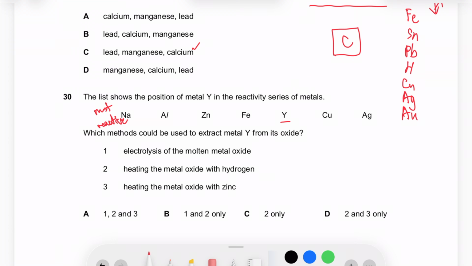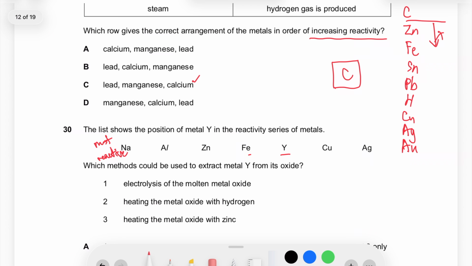Which method could be used to extract Y from its oxide? Okay, so it's because it's below iron, so you can just do reduction with carbon. Below iron will be somewhere in this part here. Y can be one of them, it can be lead, it can be copper. It most likely is, for example, lead. So your Y can be the lead, for example.